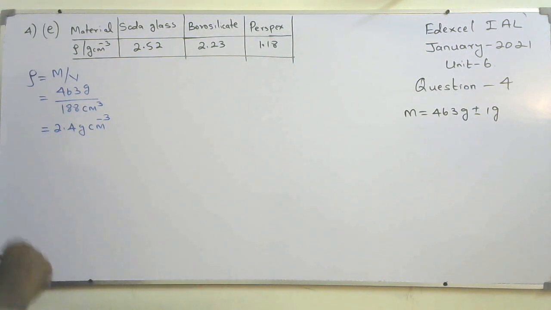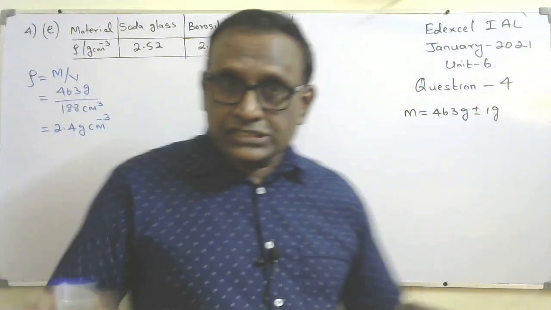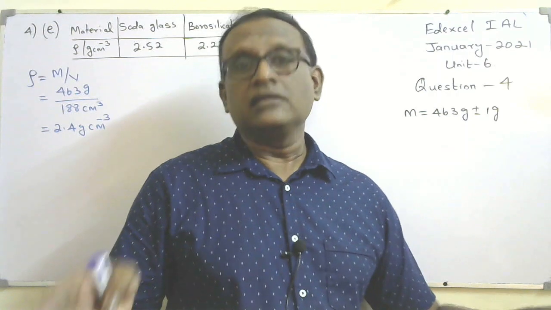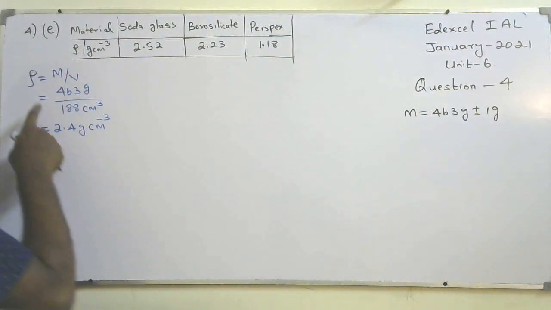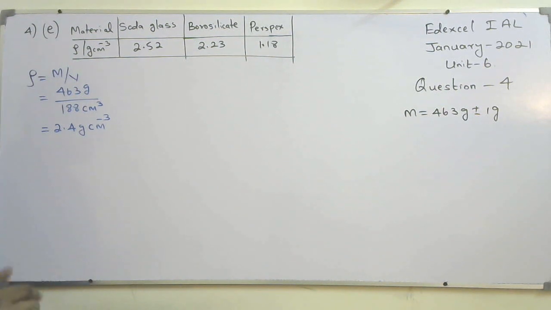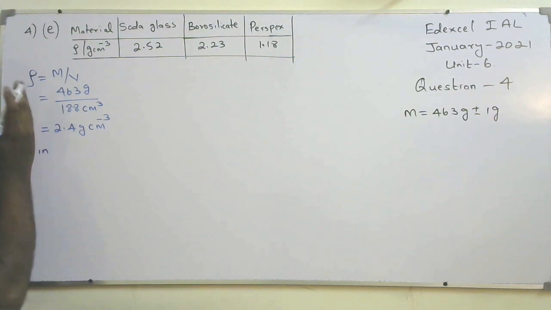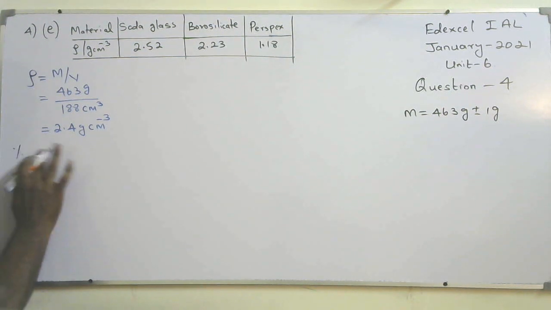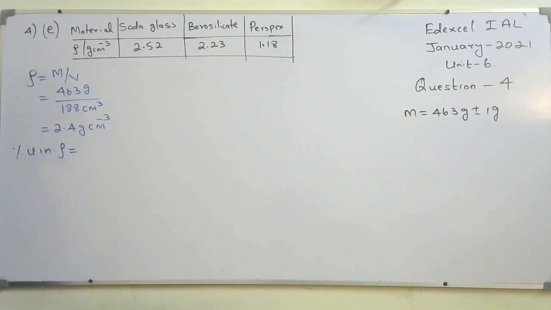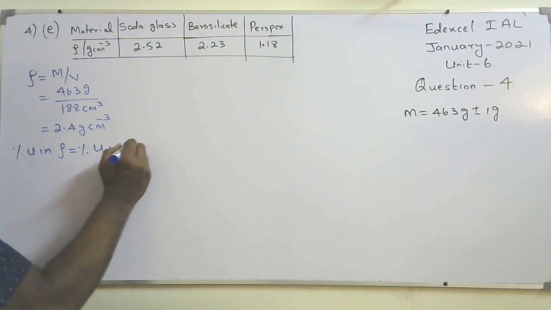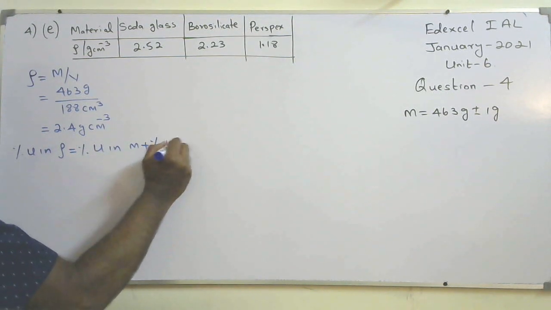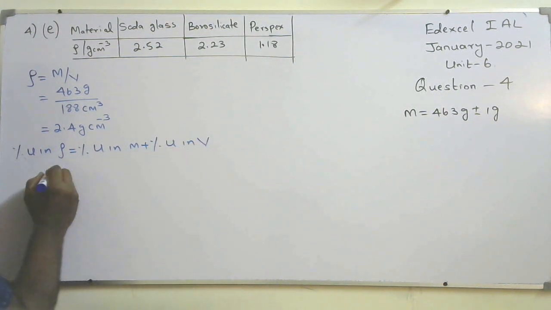So I need to find the range of the density of what I used in the laboratory. So I'll find the uncertainty. To find the uncertainty, I should find the percentage uncertainty first. So I can say percentage uncertainty in rho is equal to percentage uncertainty in mass plus percentage uncertainty in volume.